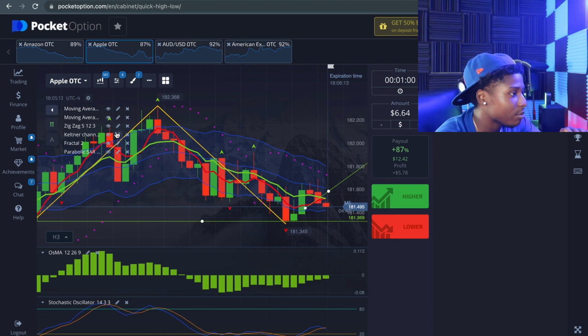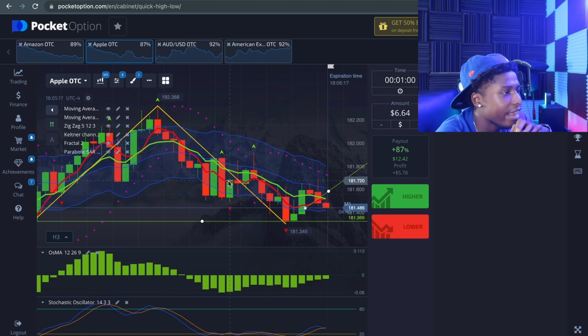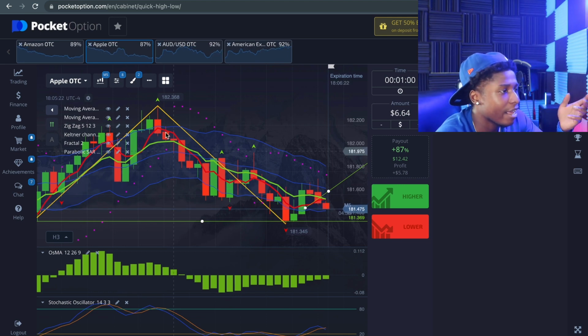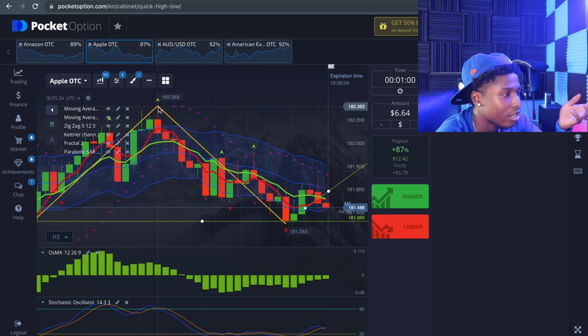It's pretty self-explanatory. And then the Keltner channel is like the zone that these candles want to stay in. The best tip I can give you for this Keltner channel is that once it comes out of the Keltner channel, either above or below, it means it's overbought or oversold right here.